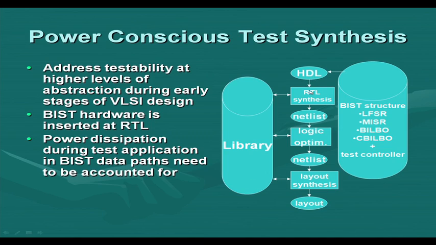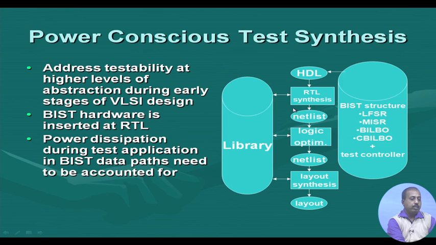Power conscious test synthesis. This is the normal flow of any design: HDL to RTL to netlist, logic optimization, netlist, layout. What is to be done is that in the HDL itself we put the description of the BIST, if it is a BISTed design. So, LFSR, MISR, BILBO, CBILBO, test controller. All these are added into the description of the system itself, and then as the system is getting synthesized, this test hardware part also gets synthesized.